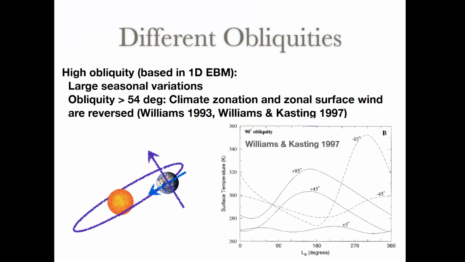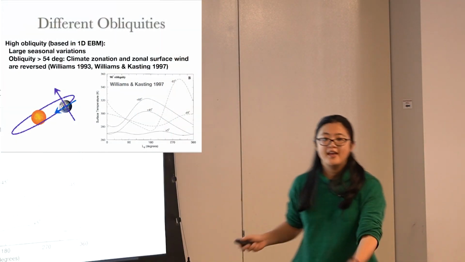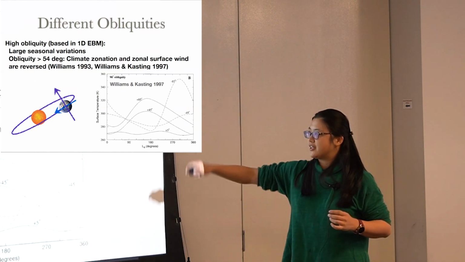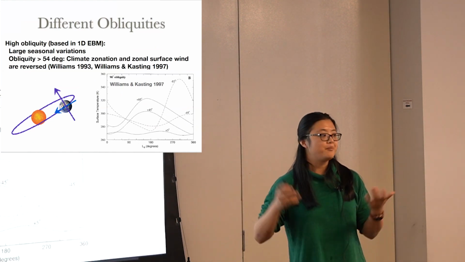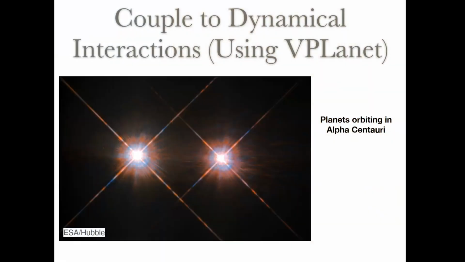One interesting takeaway message is that an obliquity around 54 degrees is very important. When obliquity is larger than this, climate zonation will be changed, meaning the equator will become icy and the pole area will become warmer. So when obliquity is very high, the equator will be colder and the pole areas will be warmer. Okay, so this is the climate variation when we only have a constant obliquity at different values.